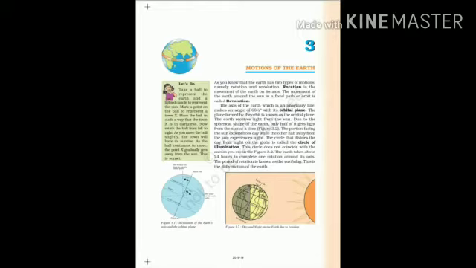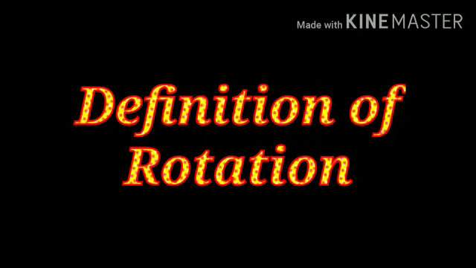Now illumination means light. The Earth takes about 24 hours to complete one rotation around its axis. The period of rotation is known as the Earth day. This is the daily motion of the Earth. Now you can see on your screen the picture of this same thing. Now on your screens you can see the definition of rotation.